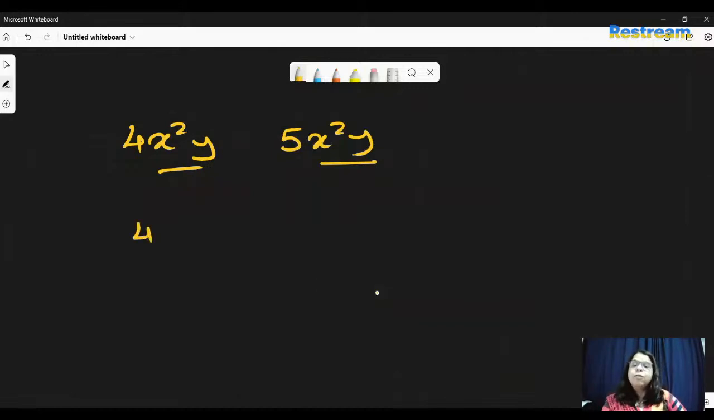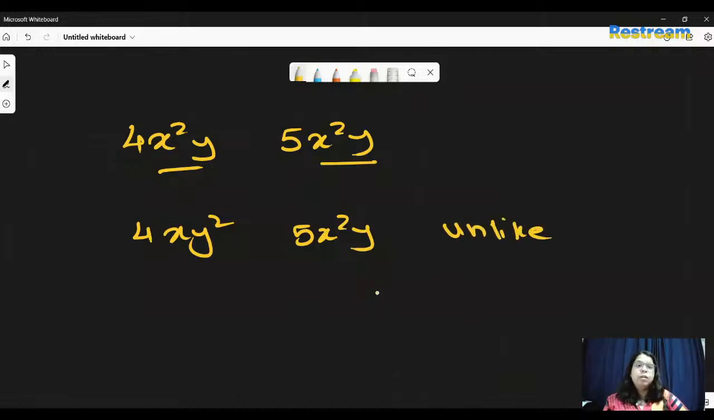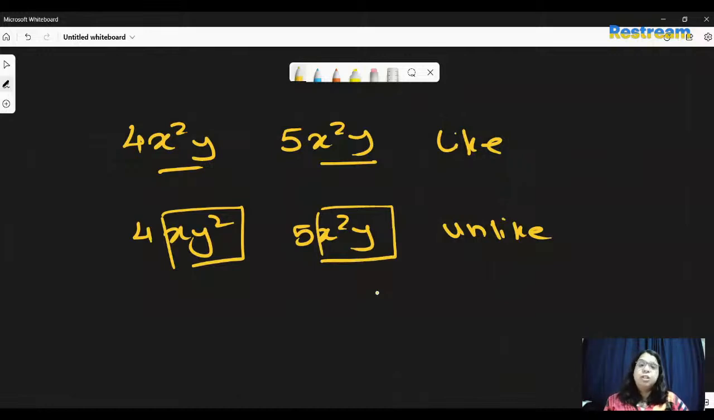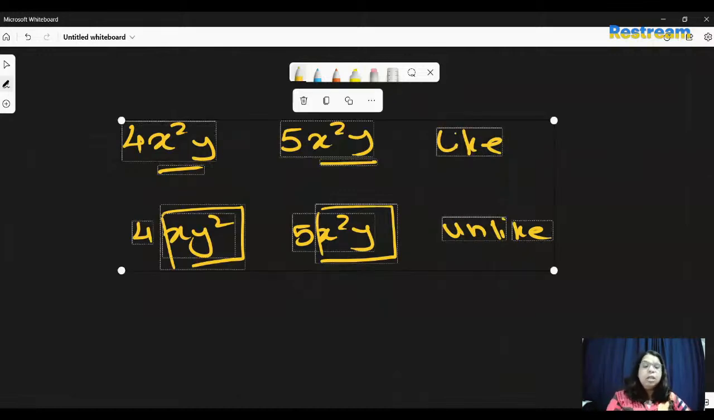Whereas if I have 4xy square and 5x square y, here it is xy square, whereas here it is x square y. So these two are unlike terms. These are unlike, these are like. We are always concerned about this part of the algebraic term to determine whether they are like terms or unlike terms. Since we can add or subtract like terms, let's start with addition and subtraction operations on like terms.